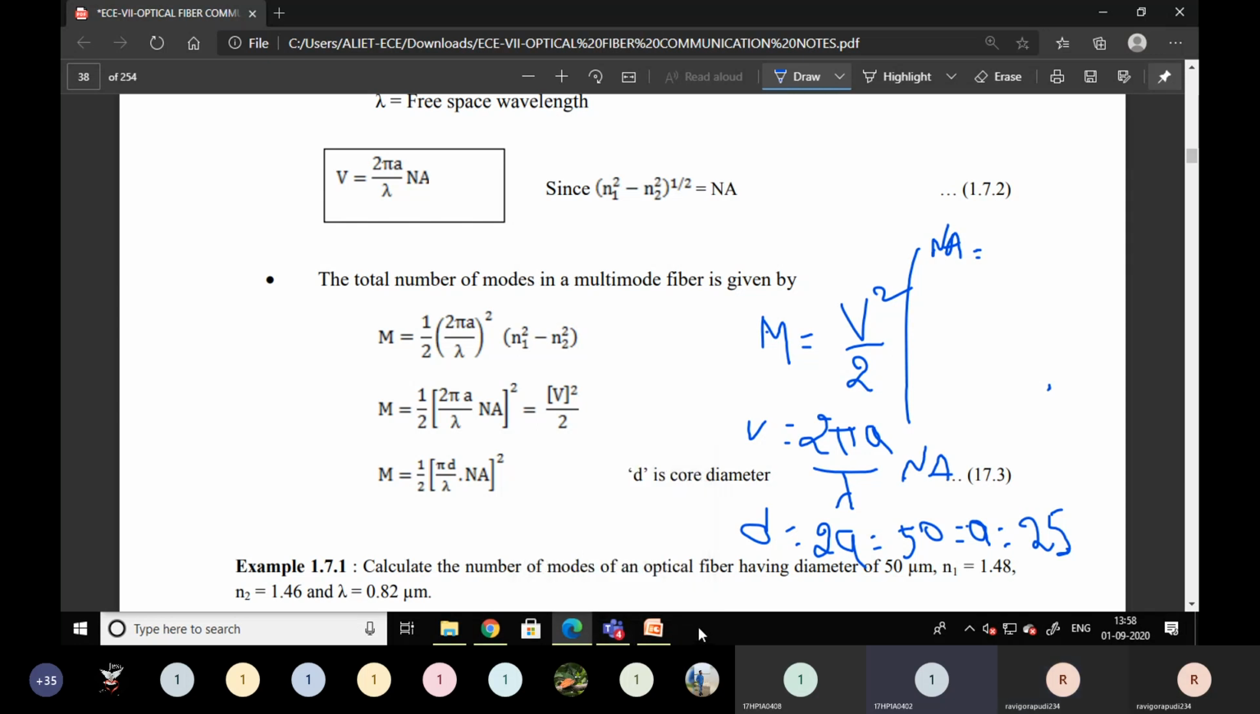Root over n1 square minus n2 square, sir. Square root of n1 square minus n2 square. So we know n1 and n2, that's why substitute n1 and n2 values and find out NA.